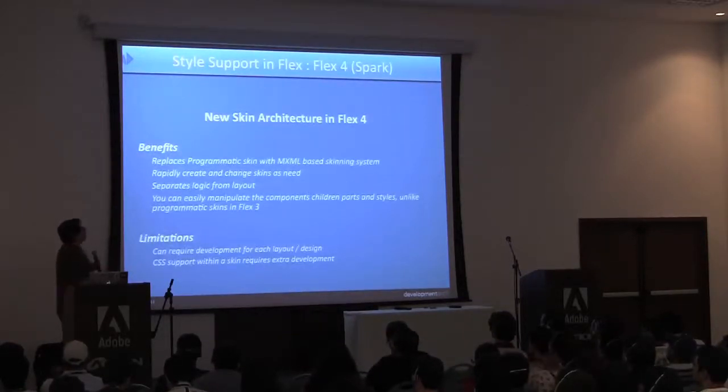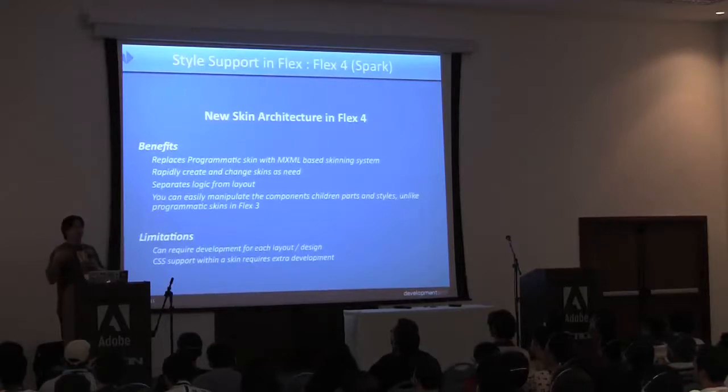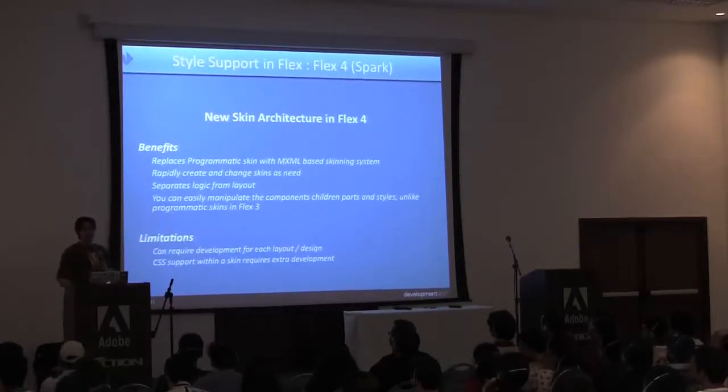The big thing about Flex 4 is they've changed the way we style our components. They've replaced the programmatic skin with a new MXML-based skinning system. What that means is that we can rapidly create skins using MXML. Instead of writing a bunch of ActionScript, we can now create MXML to define how our component looks and how it behaves, and that gives us the ability to start doing transitions and animations very easily. It really helps separate a lot of the layout from the logic.